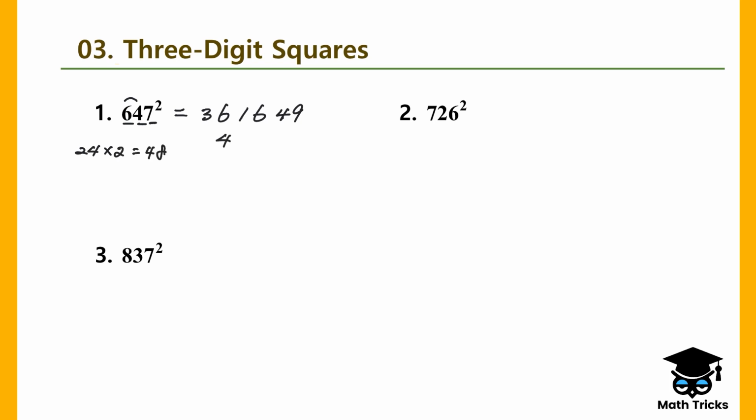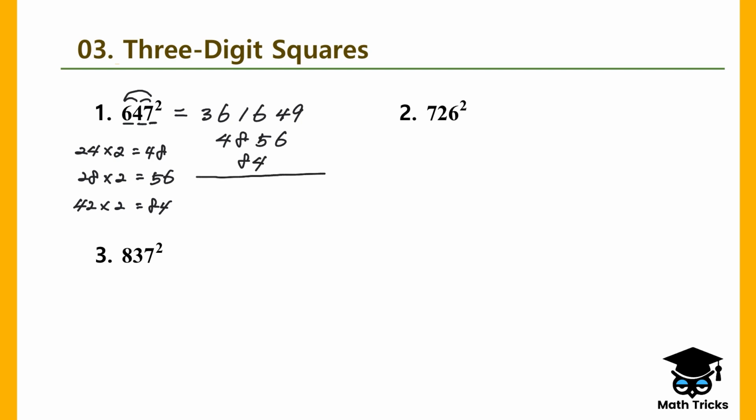So write 48 here. 4 times 7, that's 28. 28 times 2, that's 56. So write 56 here. 6 times 7, that's 42. So 42 times 2, that's 84. So write 84 in the middle position right here.